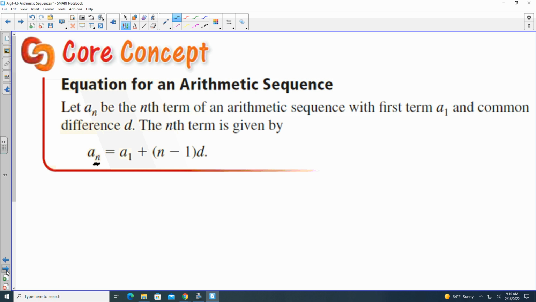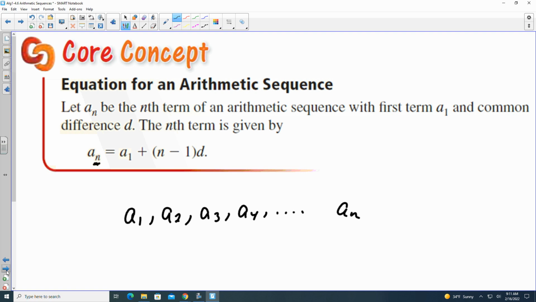So like the first value of the sequence is called a sub 1. Then you got a sub 2, a sub 3, a sub 4, and it keeps going on and on until you want to find an a sub n. All right, so n is whatever spot it is in the sequence.